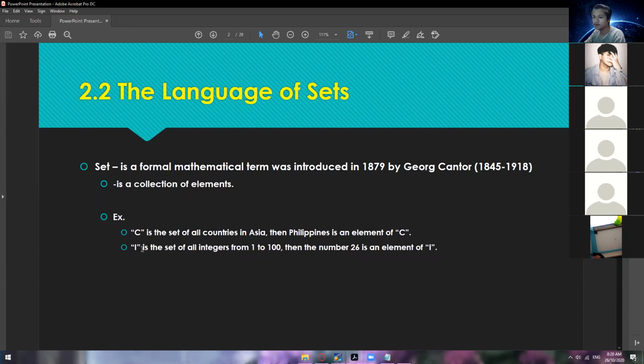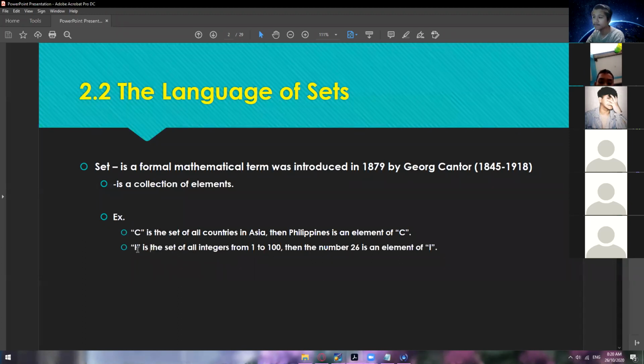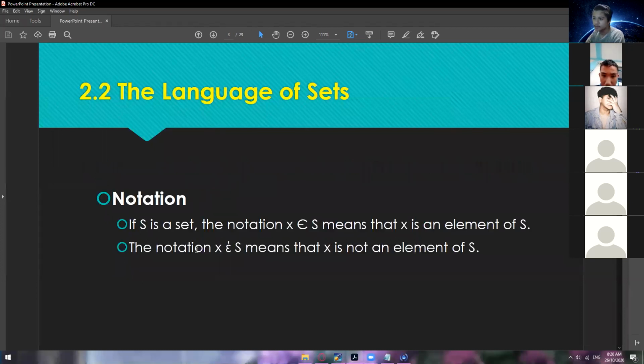So, isa na to. Sorry. Ano ba kasama doon? Z. Okay? Z pala. Z for integers. Okay, so moving on. Second is notation. So this is our second most important thing when it comes to set.